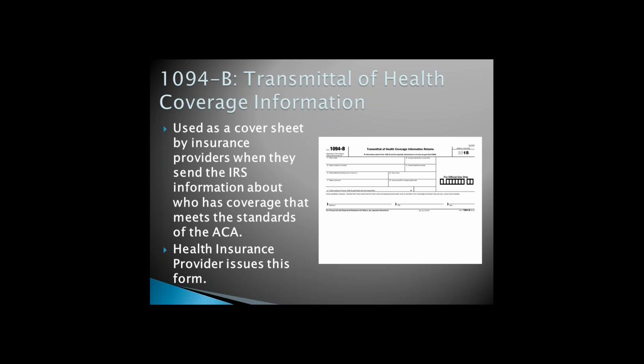This form must be filed with the 1095B. The 1094B is used by non-applicable large employers, so employers with 50 or less employees who are reporting for 2015. The health insurance provider will issue this form by providing the name of the company, the employer identification number and address, and the name and phone number of someone that the IRS can contact if they were to have any questions. So again, this is the 1094B that has to be filed with the 1095B, and these are done for companies with 50 or less employees that are self-insured.